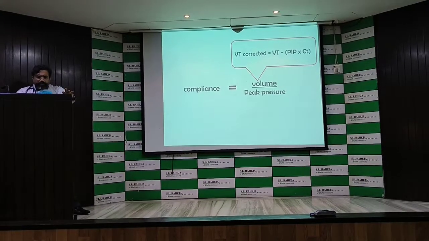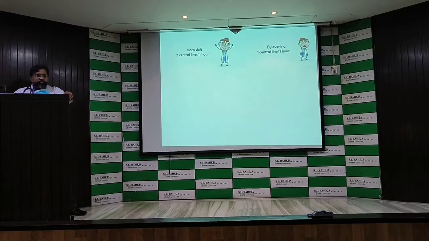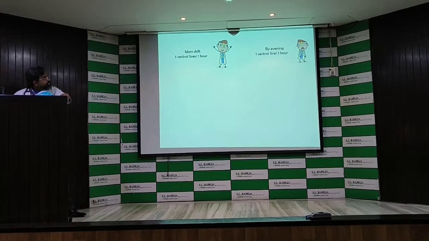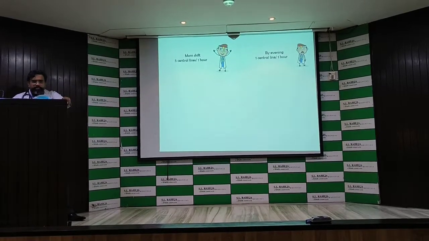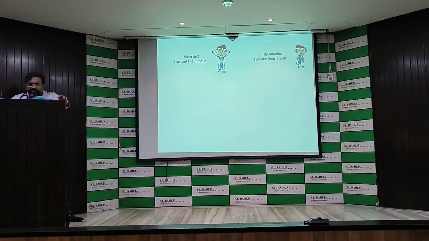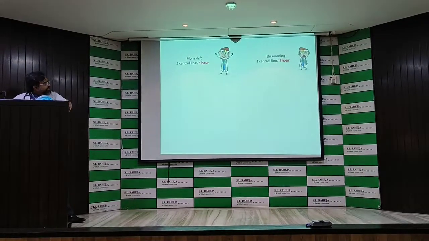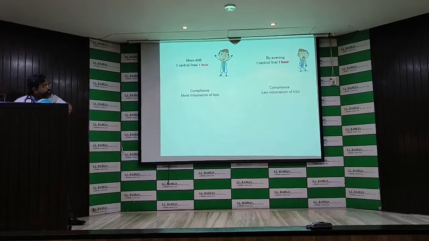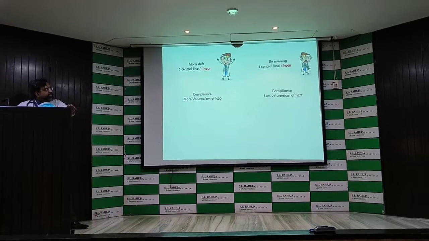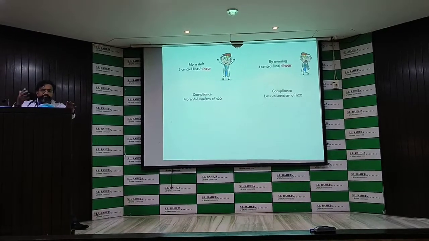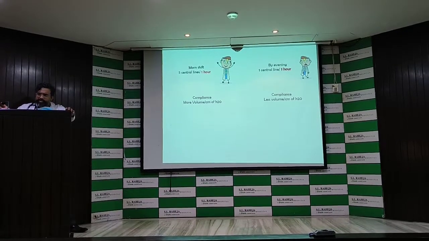So if I put this analogy of compliance to what you do on a daily basis, this is your morning shift. In your morning shift, you put 5 central lines per hour. That's the speed at which you are able to put them. But by the evening shift, it becomes 1 central line in 1 hour. What does this mean? It means that you are more compliant in the morning. That means more volume per centimeter of water, whereas in the evening, it's less volume for the same pressure. For the same pressure, you are creating much less volume. Are you understanding? Much less volume.